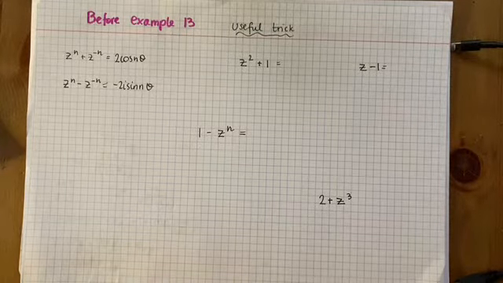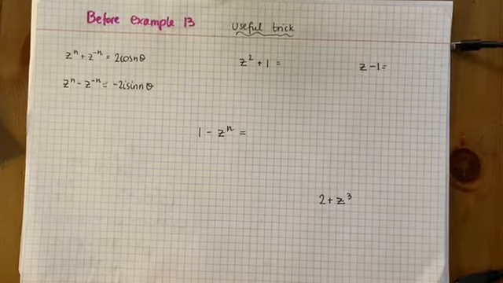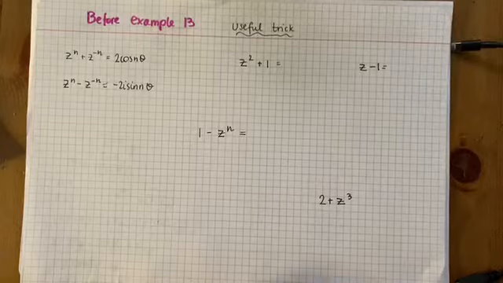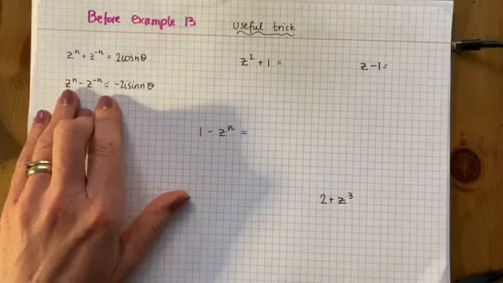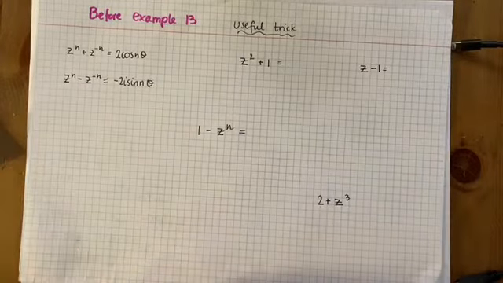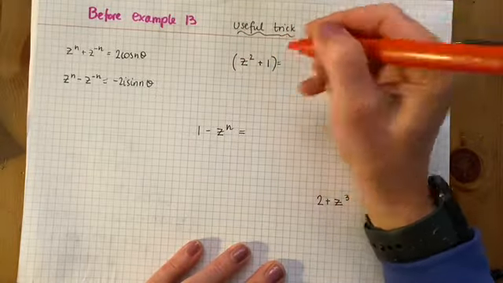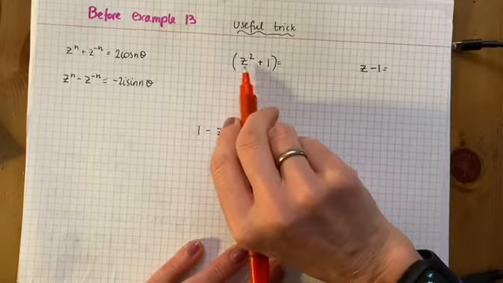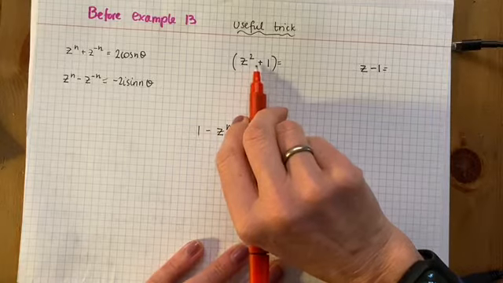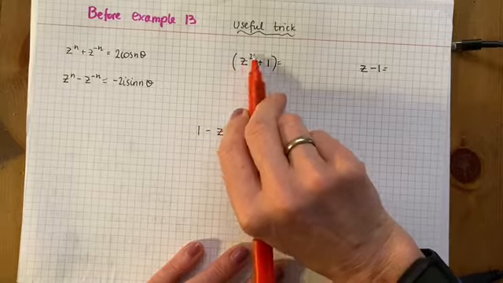Before we start example 13, I'll show you a useful trick that we'll do a couple of times in the next two examples. It enables us to use these two identities. So here we go. The first thing to note is that it works with a complex number plus or minus 1, or 1 minus plus or minus a complex number with a power.